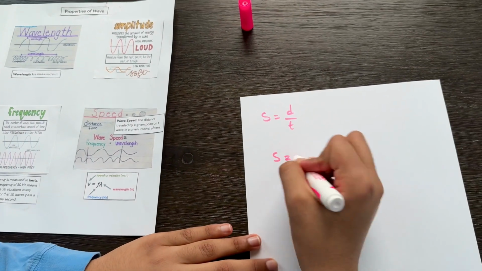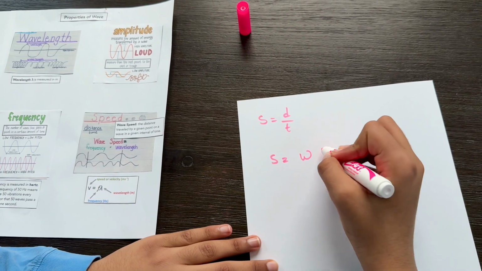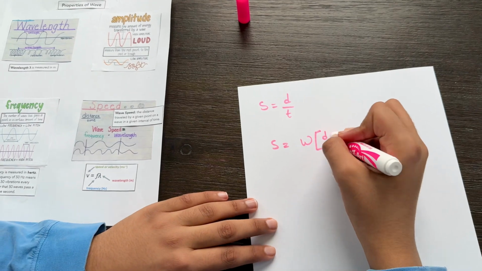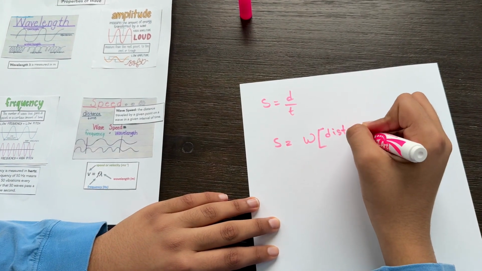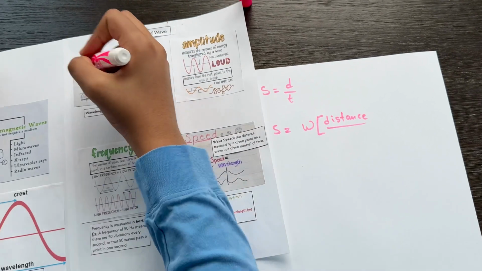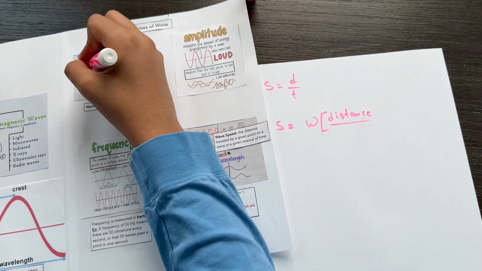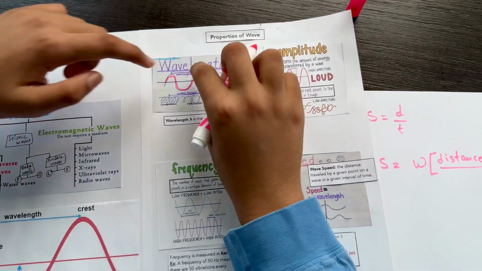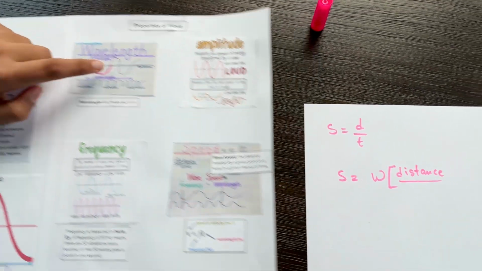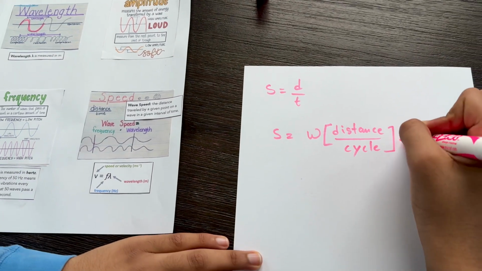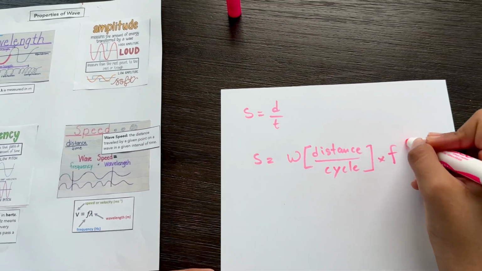So the wavelength is basically nothing but the distance over here and the distance per cycle. And the cycle is happening over here. This is one cycle right here, the one I just highlighted. And it's the distance between those two cycles. And we're going to multiply that by the frequency.